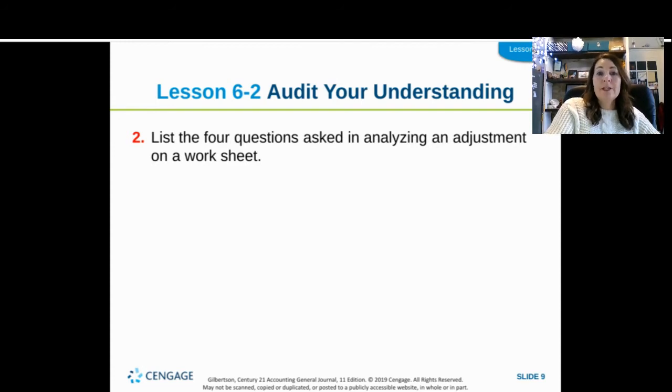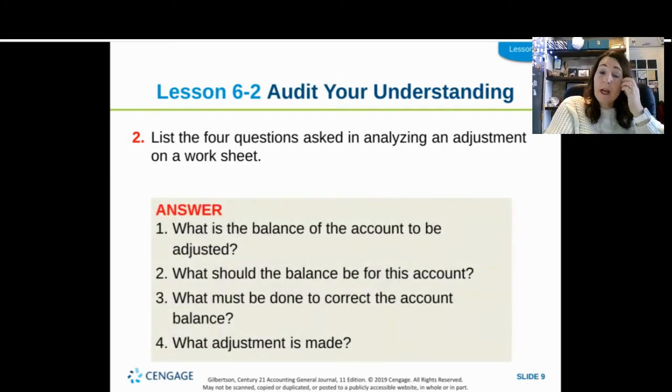List the 4 questions asked in analyzing an adjustment on the worksheet. Number 1, what is the balance of the account to be adjusted, meaning what is its current balance? What should the balance be for that account? That's where you go to your supply closet and you count how many pencils you have. What must be done to correct the account balance?